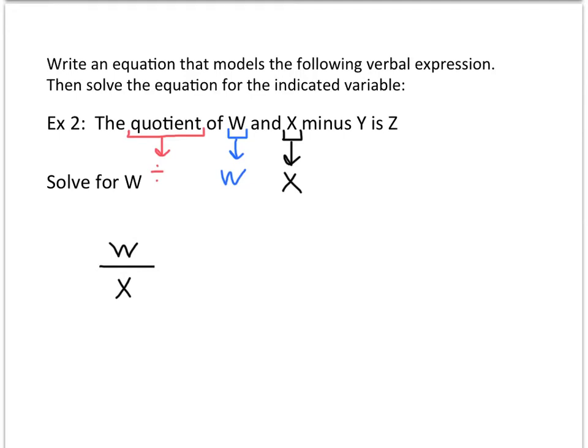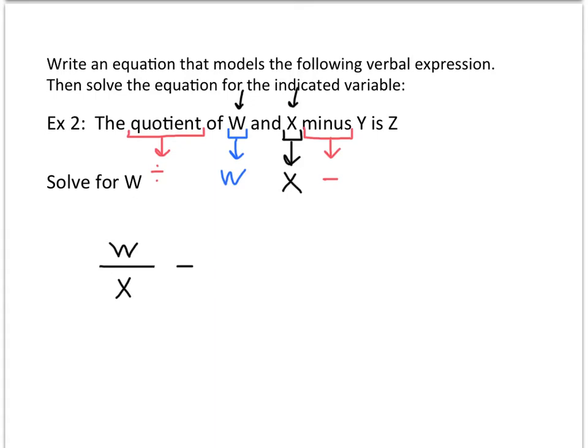So next key term here is the word minus. So I know that now I'm subtracting something away from this fraction. And again, I know that this subtraction is not part of the quotient because I already took the quotient of two separate things, w and x. So the quotient's already ended and now we're moving on.